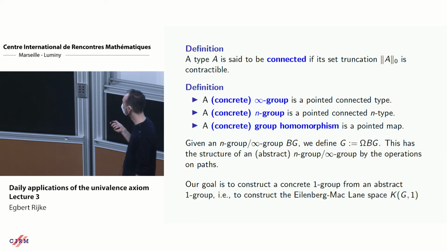So given an n-group or an infinity group, we define G to be the loop space of B of G. That's the symmetry group, and it's acting on the base point of B of G. And it's a group just by the path operations. Our goal in this part of the lecture is to construct the Eilenberg-MacLane spaces, but we're going to do that as the type of G-torsors.